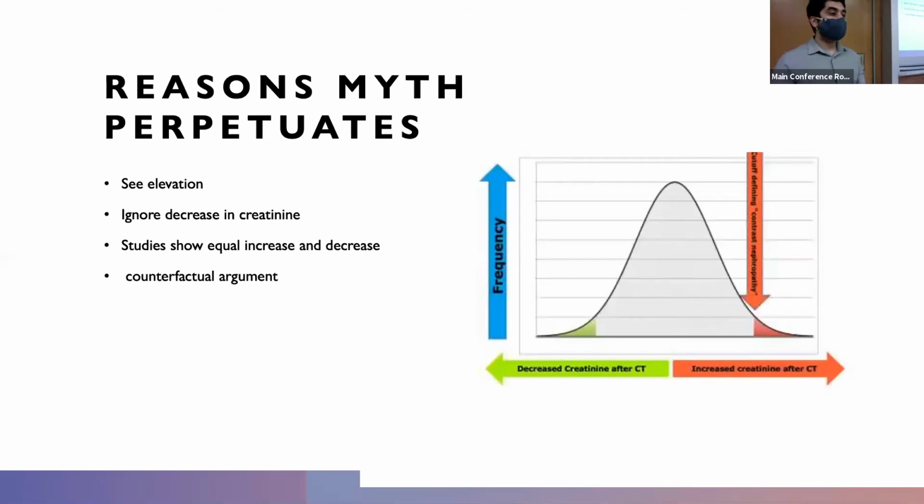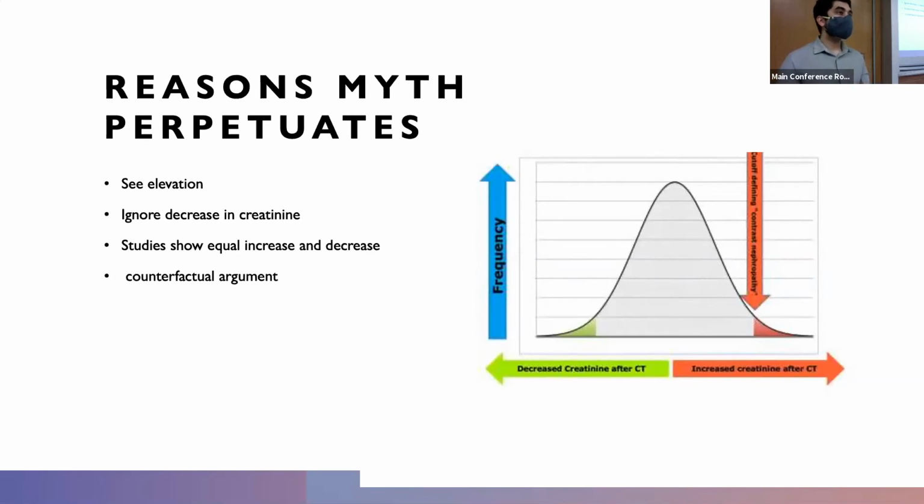So despite all of that, why does this myth perpetuate? So one thing is that our serum creatinine isn't a static number. It's constantly fluctuating depending on our hydration status and other factors. So one theory is that we tend to ignore decreases in creatinine.